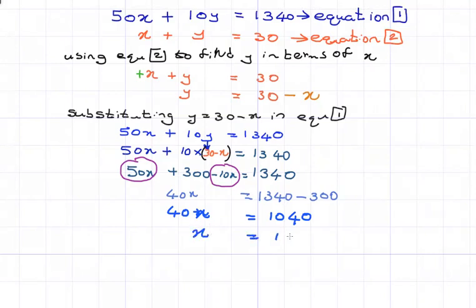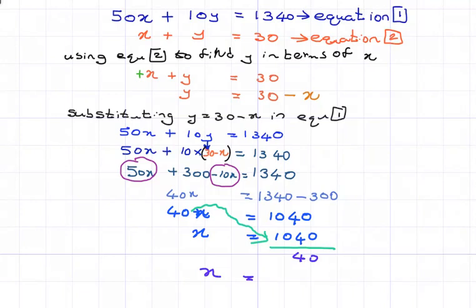So 1040. Now how is 40 connected to x? What's the operation between 40 and x? There's a hidden multiplication. 40x means 40 times x. So multiplication goes to the other side. What does it become? The inverse of multiplication. And what's the inverse of multiplication? The opposite of multiplication is division. So division, divide by what? The same number, that's 40. So x is equal to 1040 divided by 40.